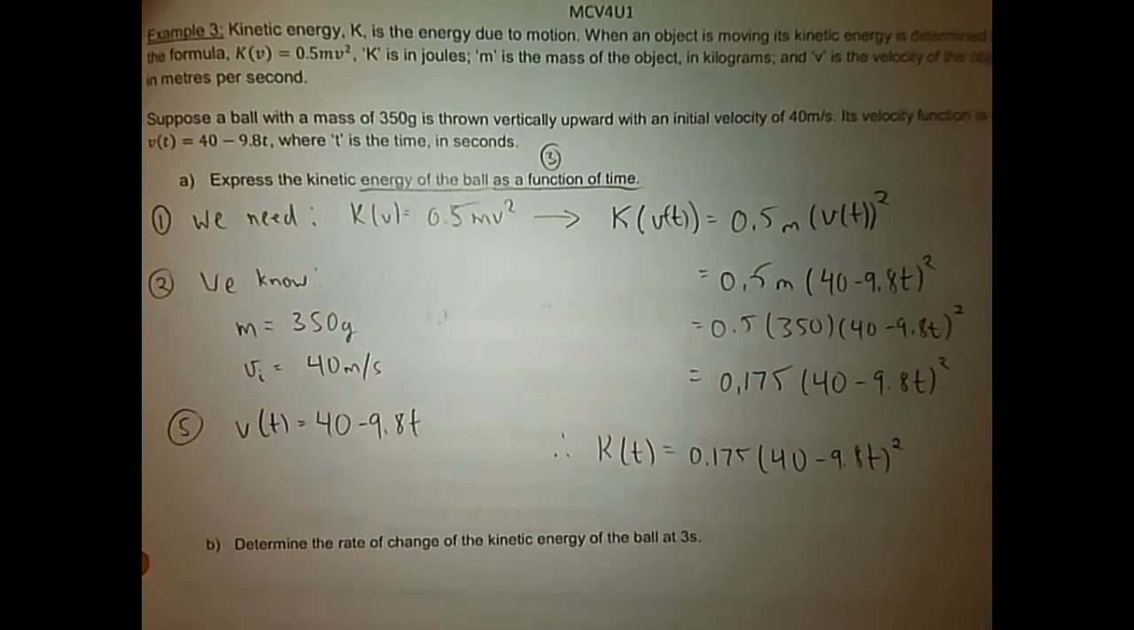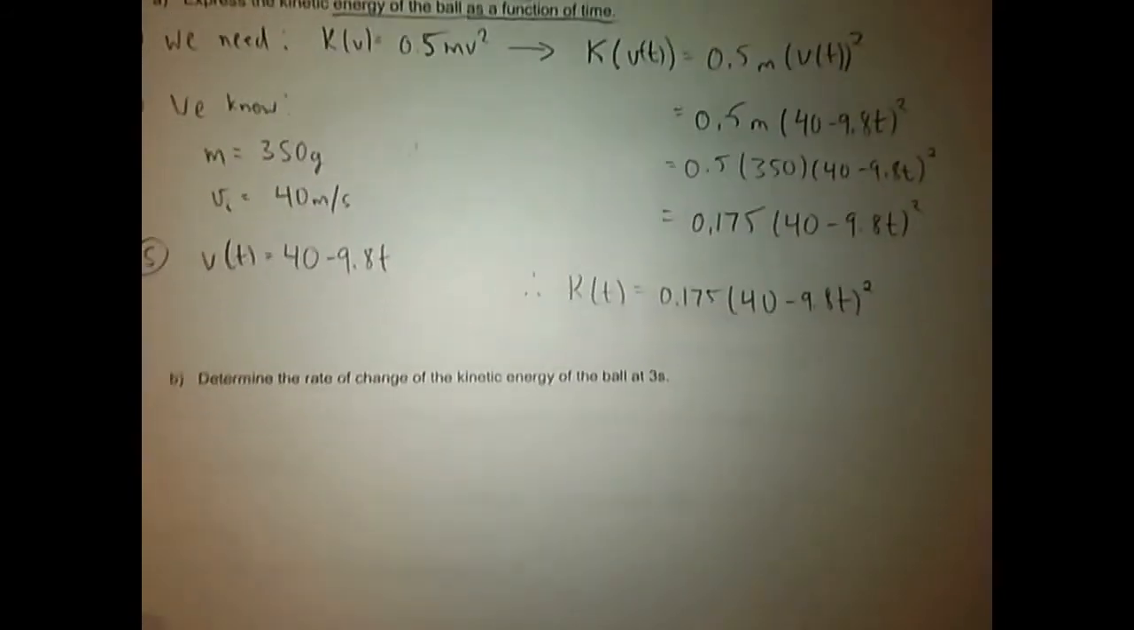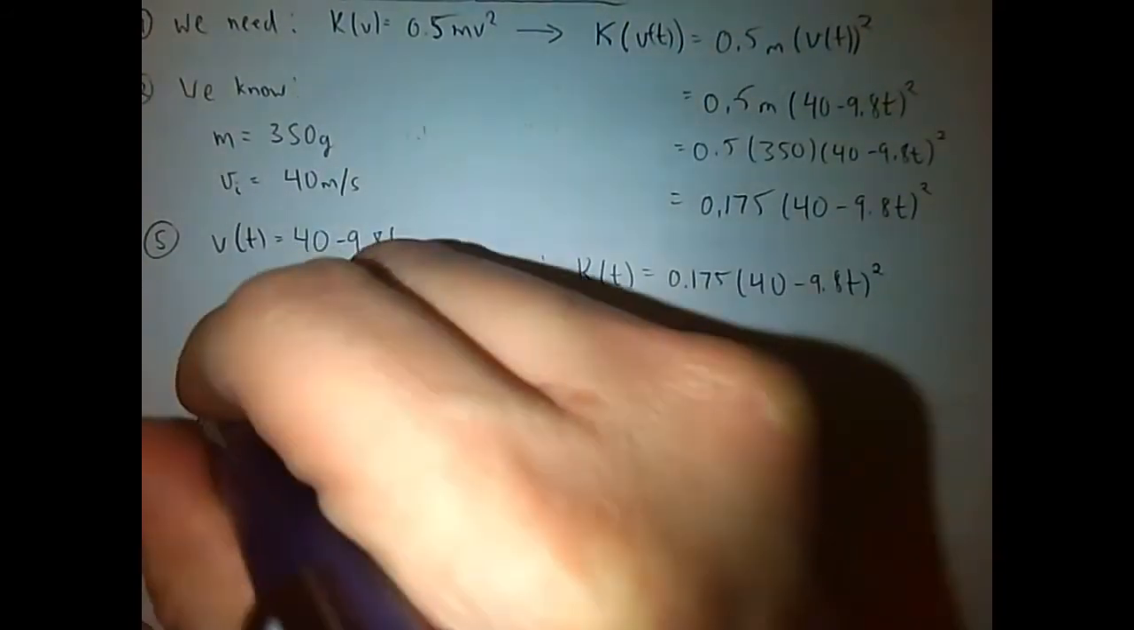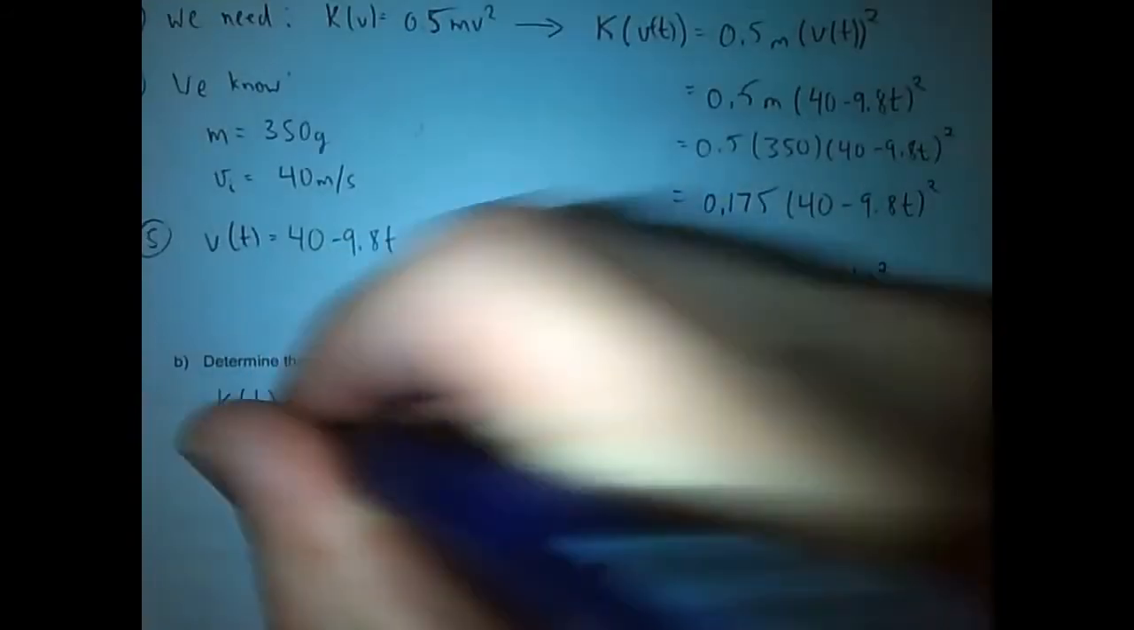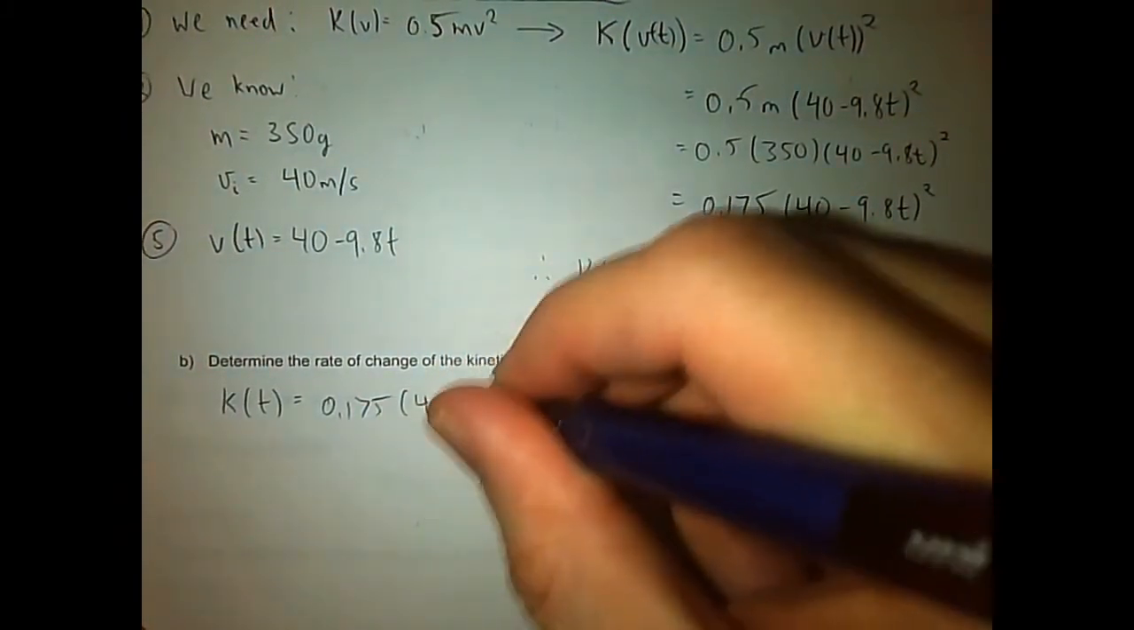Now, let's determine the rate of change of the kinetic energy of the ball at 3 seconds. So now that we know the kinetic energy of the ball in terms of time, is this.